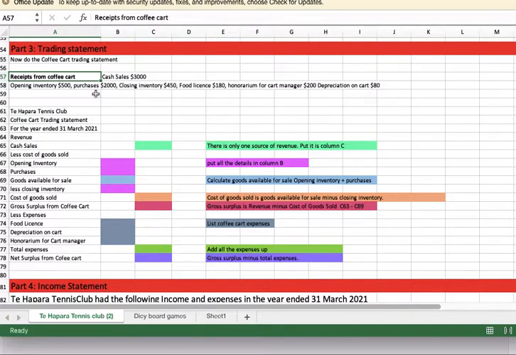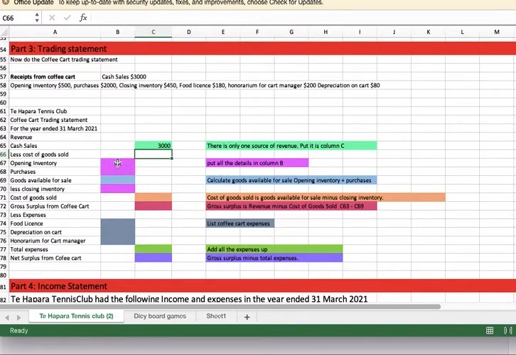Alrighty, so we have our receipts from the coffee cart. We've got $3,000, so we're going to put that under our revenue heading. Cash sales in here, $3,000. We're going straight out into the C column because we only have one source of revenue. If we had two bits of revenue, might be sales and vouchers or something like that, then we would be using column B. But if there's only one, we just stick it straight out there.